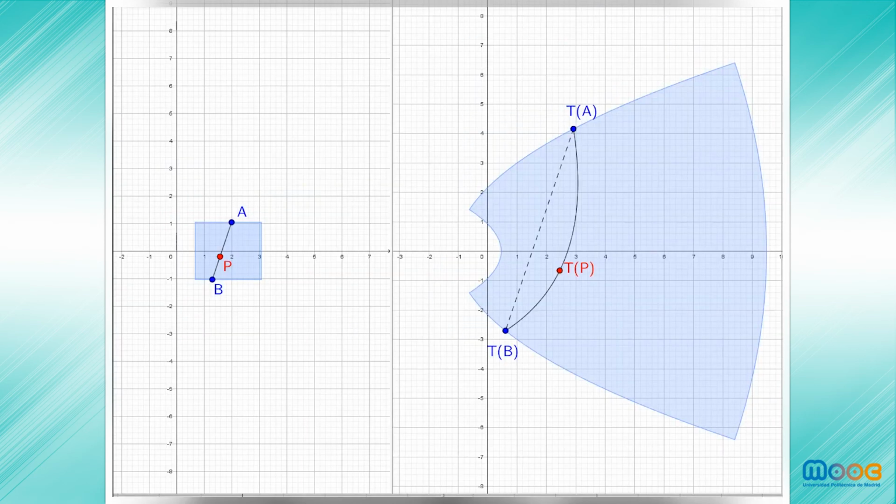But not all the transformations in the plane are affine transformations. Here we have an example of a transformation that is not affine, that maps the little rectangle on the left to this funny figure on the right. The points on the left, A, B, and P, are collinear. That means P is an affine combination of points A and B. Nevertheless, the points on the right, TA, TB, and TP, are not collinear. TP is not an affine combination of TA and TB. This transformation does not preserve affine combinations of points. That means this transformation is not an affine transformation.